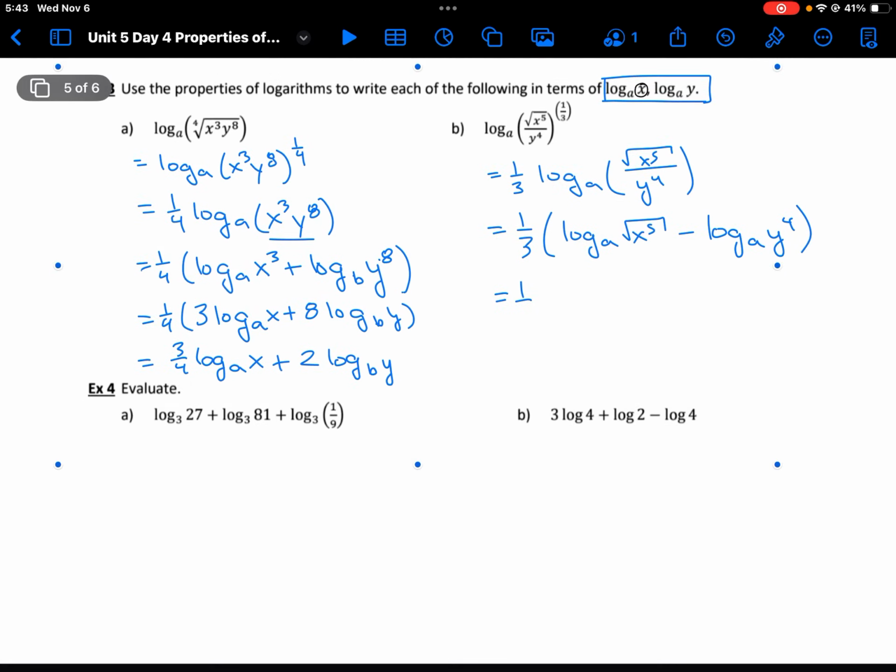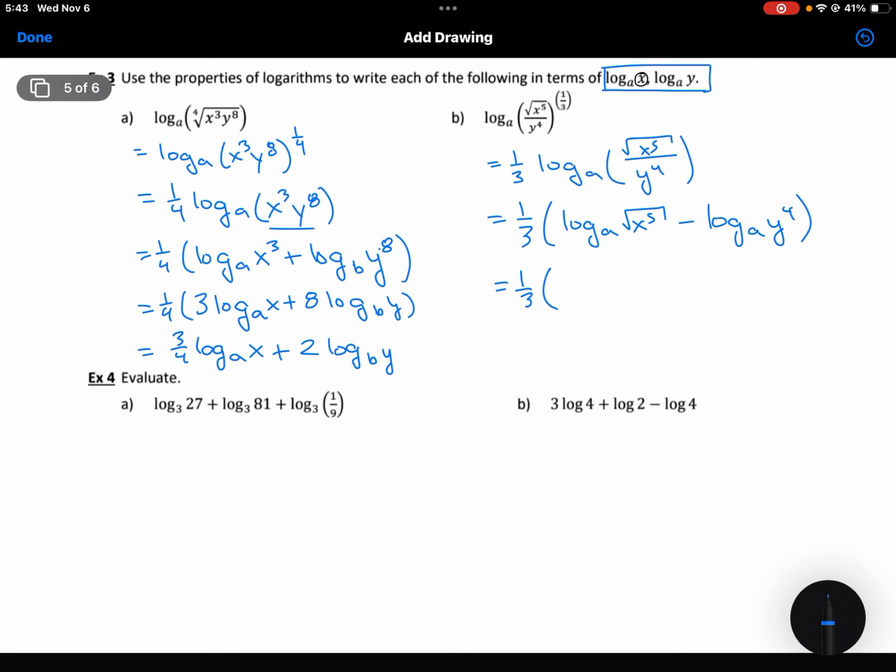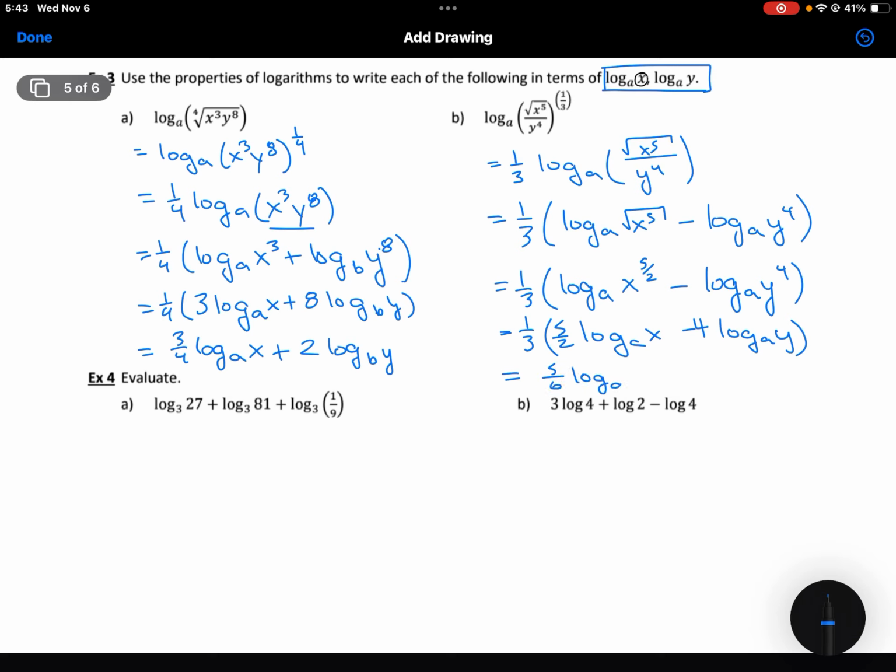On my next step, I'm going to change my radicals to an exponent. So I've got x to the 5 over 2, and then my second one doesn't change. Now I'm going to bring the exponents down in front, and then I'm going to multiply through. So I've got 5 over 6 log base a of x minus 4 over 3 log base a of y.